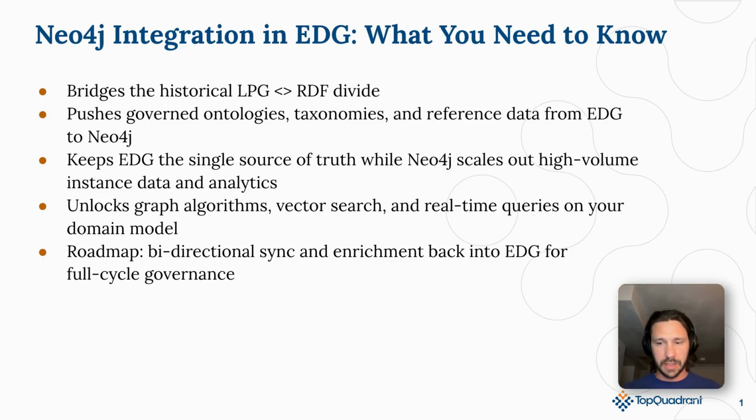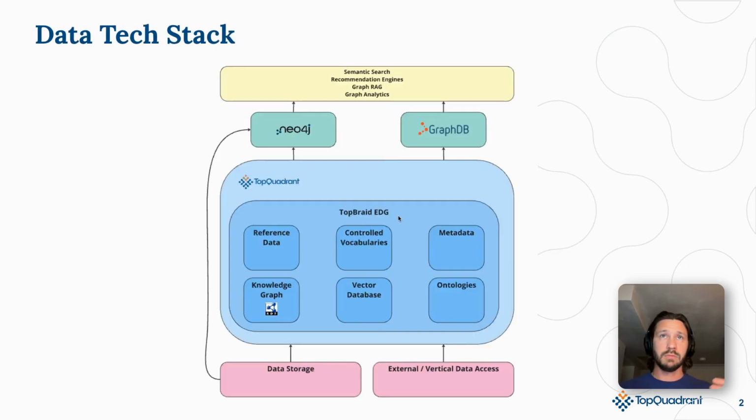Why we did this is you get the best of both worlds. You have a single source of truth in EDG to manage your ontologies, taxonomies, reference data, metadata, and then a graph database for high volume instance data use cases, semantic search, recommendations, graph RAG. You can do that in Neo4j, but have a single source of truth and a metadata layer behind everything you're building. So let me show visually what I just described.